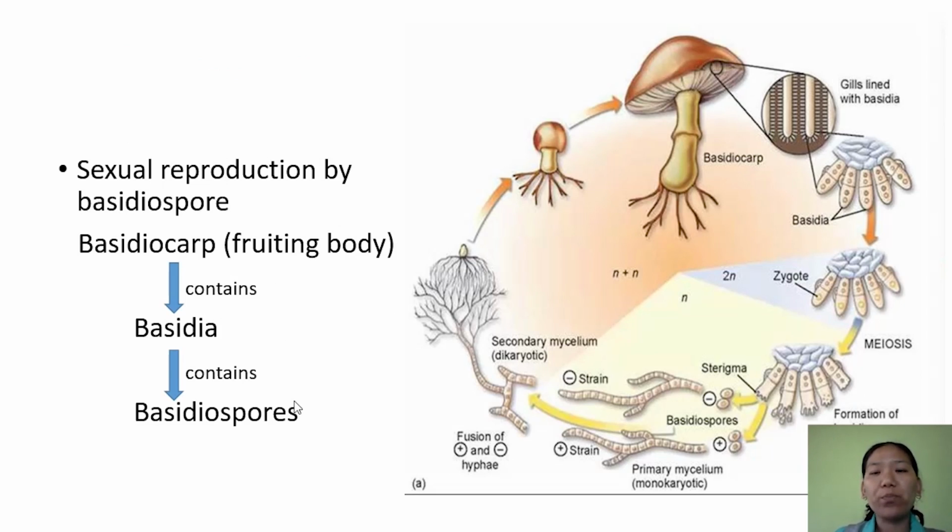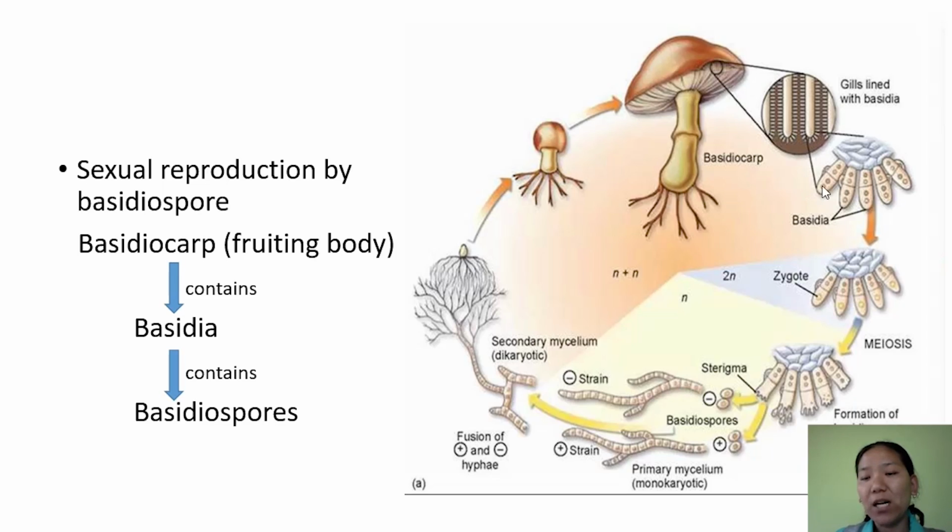basidiomycetes reproduce sexually by formation of basidiospores. These are produced inside the fruiting body of the basidiomycetes. Here, this is a mushroom. They are produced here, and this fruiting body is called the basidiocarp. Inside this you have so many gills, and on each gill we have a number of basidia.